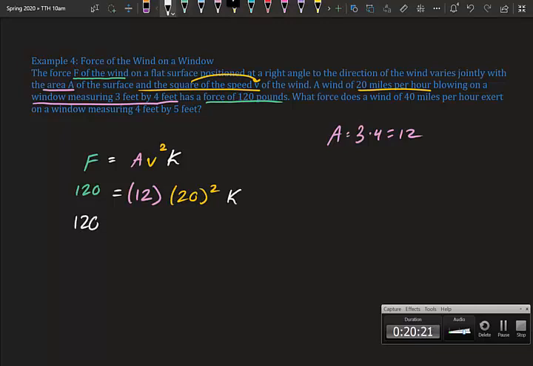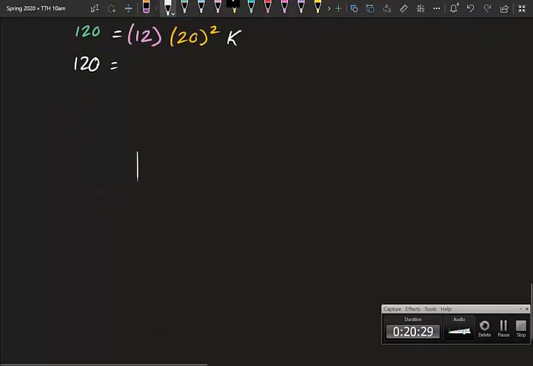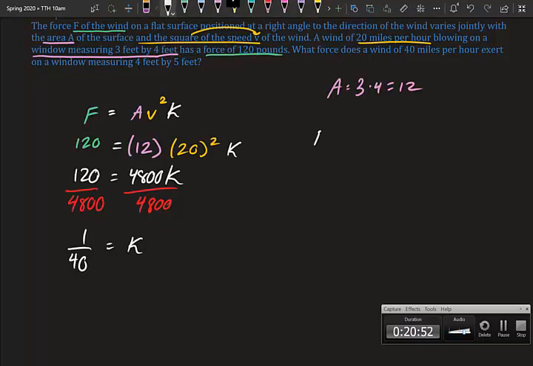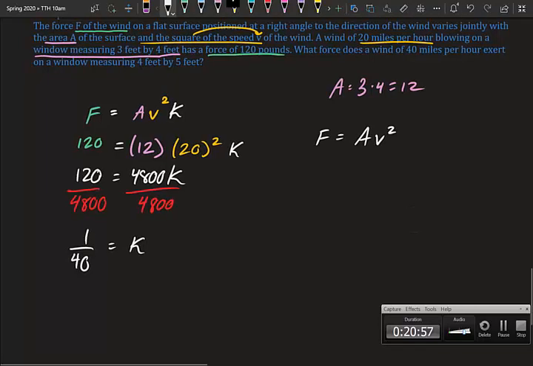We have 120 equals, so use your calculator, do 20 squared, so that's 400. 400 times 12 is 4,800K. We're going to divide by 4,800. And when we do, we get, simplify your fractions always, 1 over 40 equals K. So that's our constant. That means the formula, the model that we're going to use is F equals A times V squared times 1 over 40.